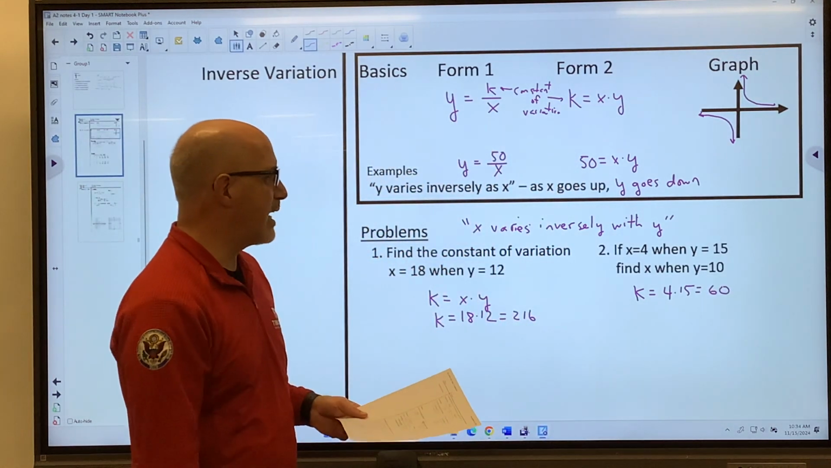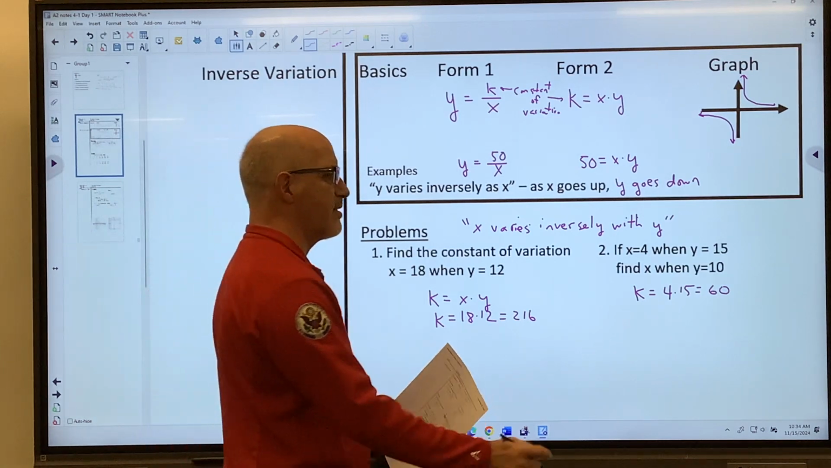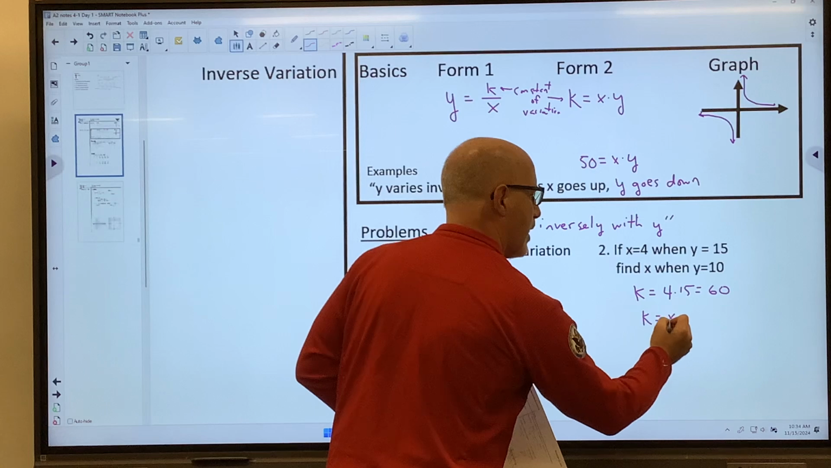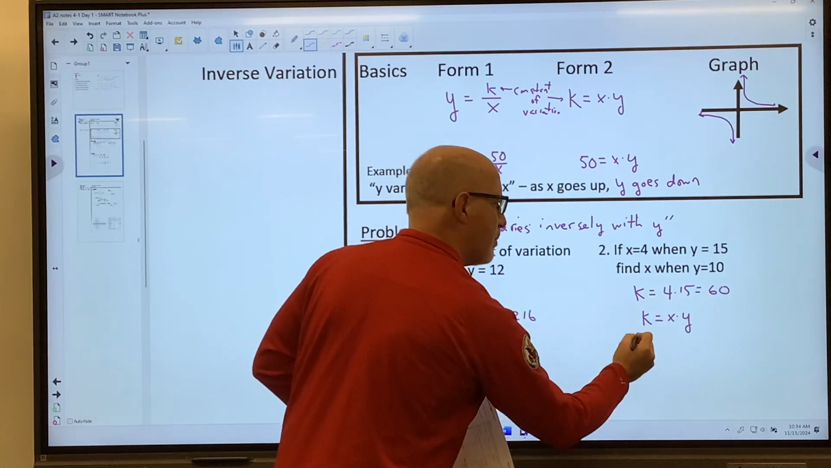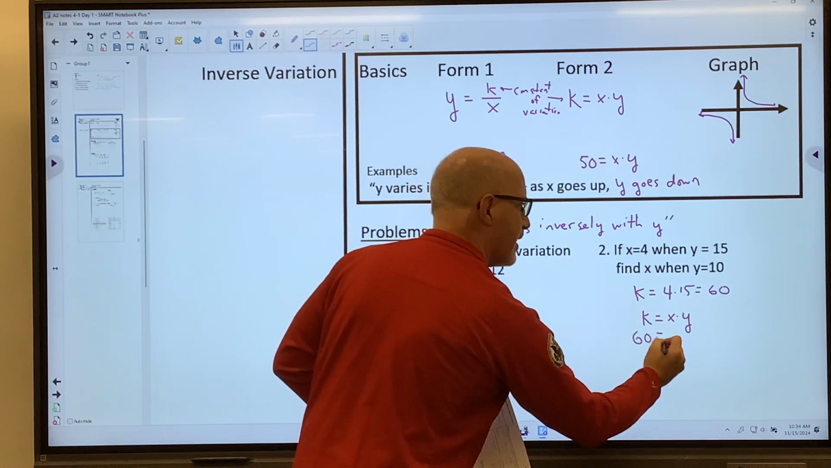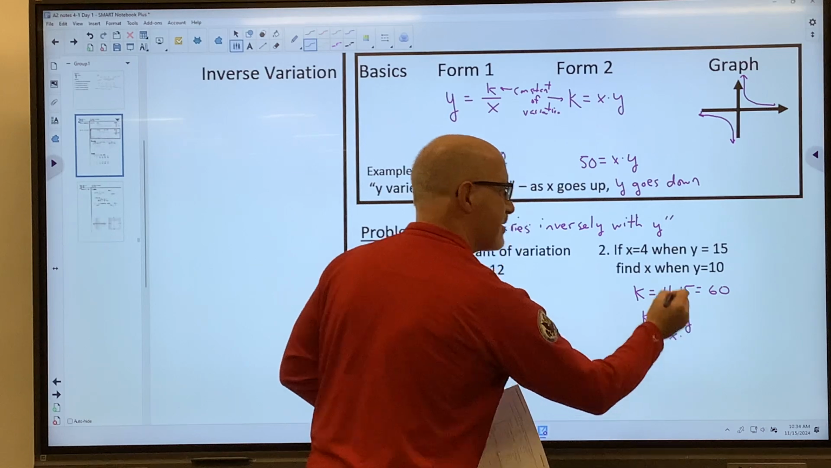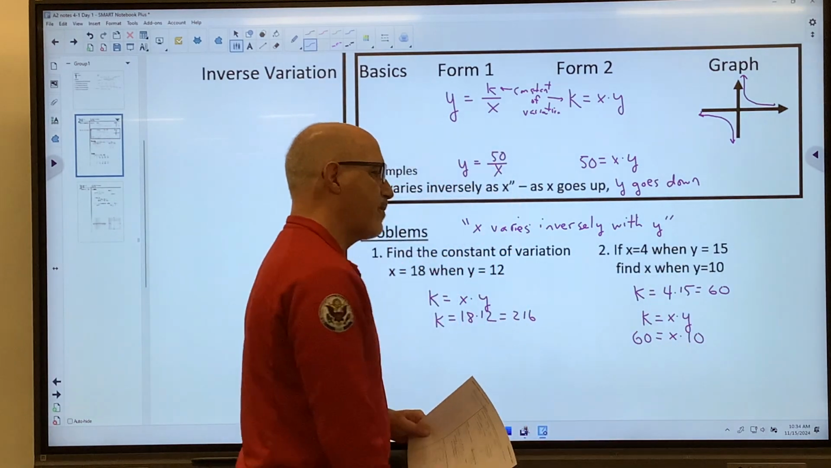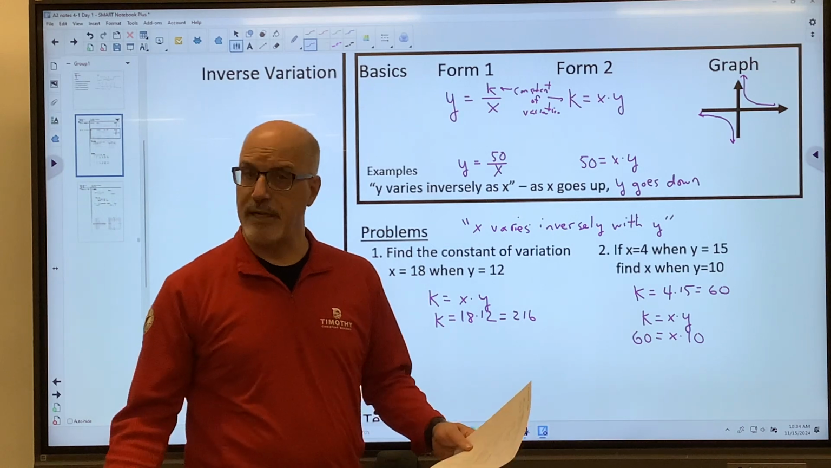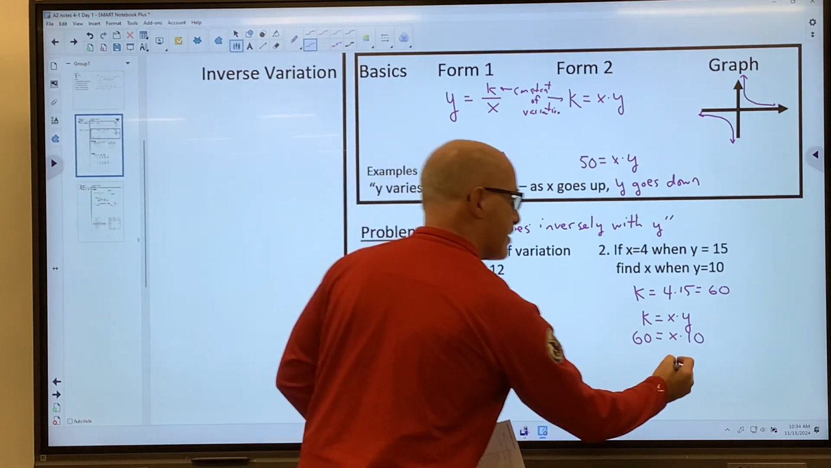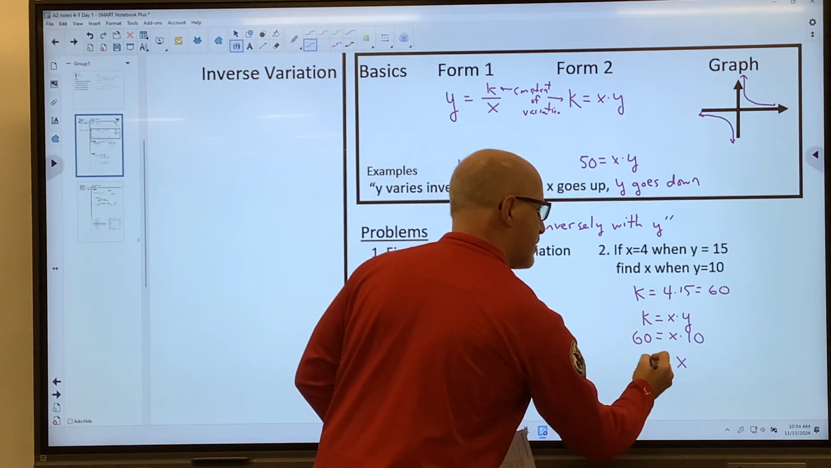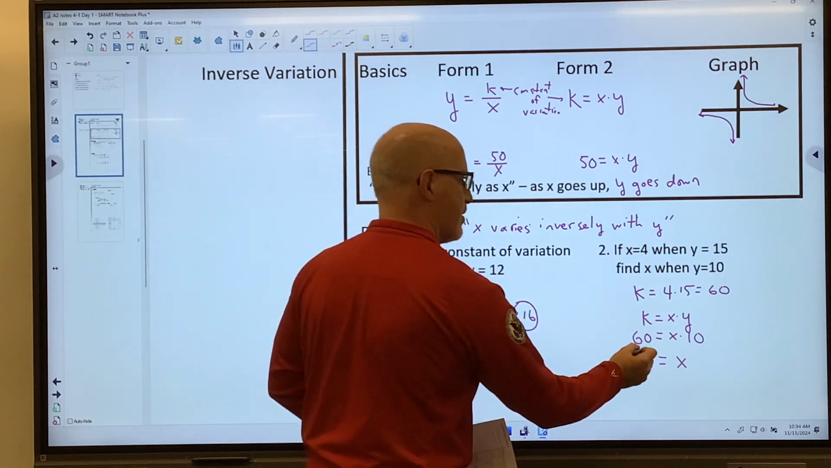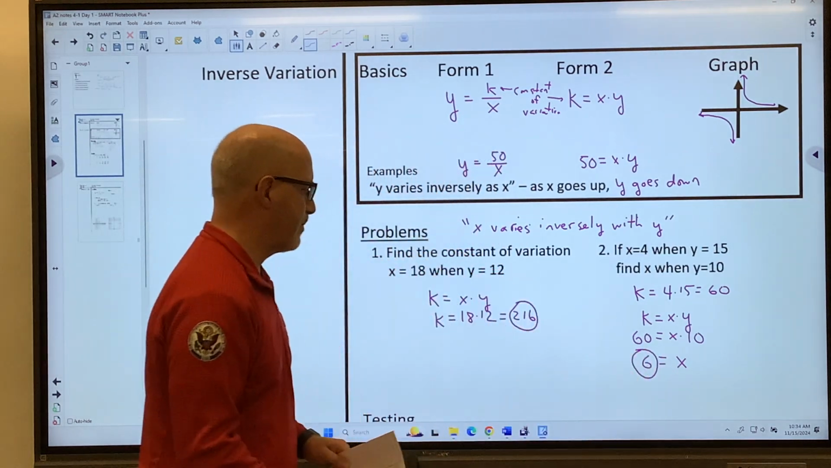Now I'm going to use that constant to find x. So I'm going to use constant equals x times y. I now know my constant is 60. I'm trying to find the x. I'm going to put in a y of 10. And now you just divide both sides by 10 and you get x equal to 6. So you just put the values in and get your solutions for what it's asking you for.